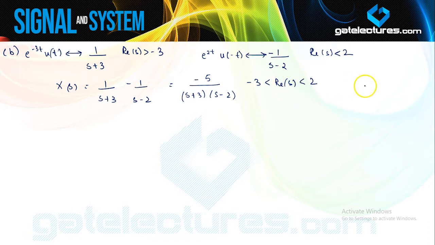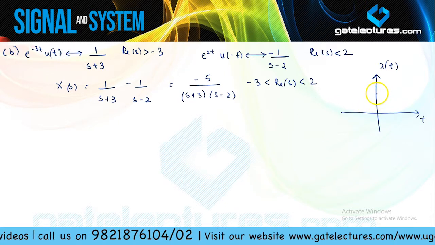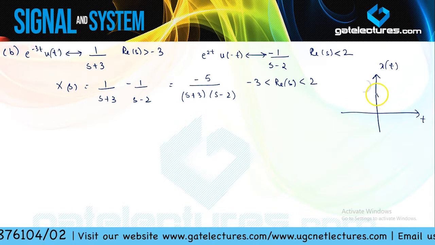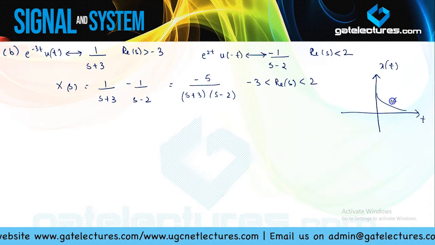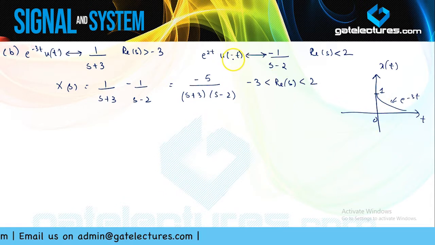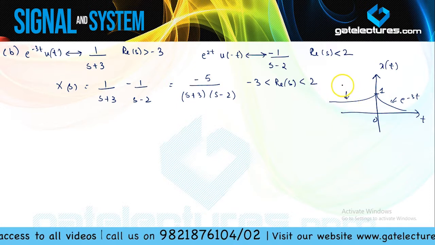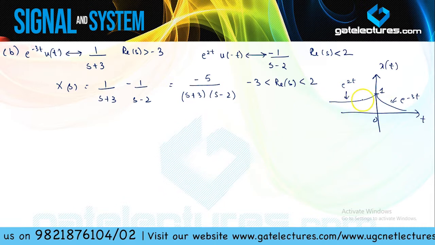Okay, now see, why did this happen? If you just look at this signal, if you try to look at the signal x(t), for values of t greater than 0, it is e to the power minus 3t, with value 1 at t equal to 0, something like this. For values of t less than 0, it is e to the power 2t, which is something like this. This is a rising signal. Maybe I sketched it wrong, this would have been somewhat steeper.